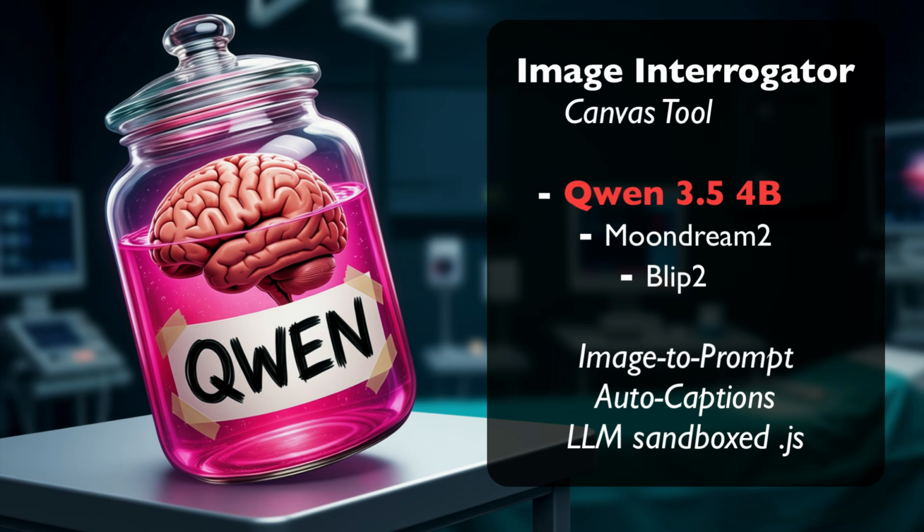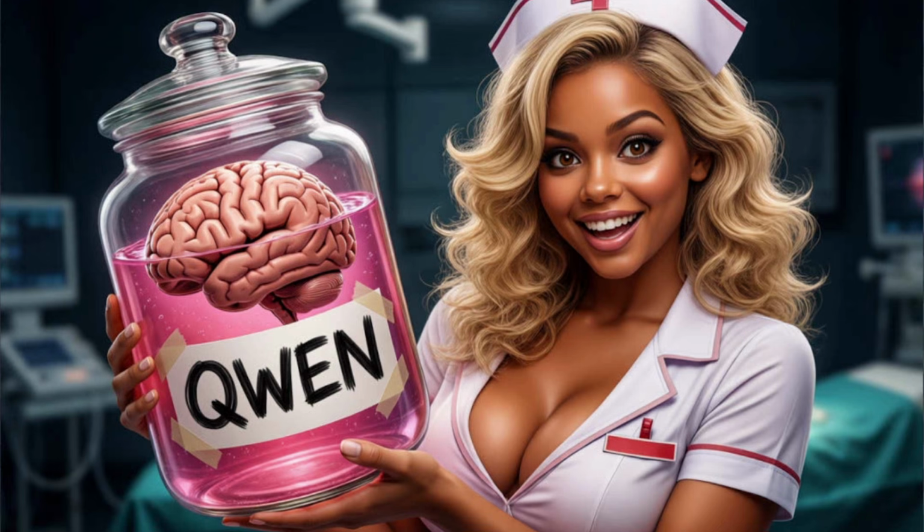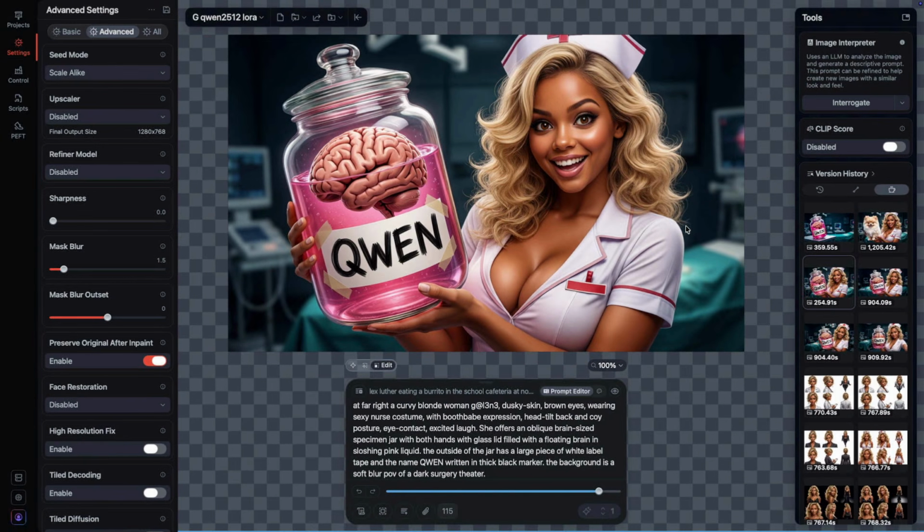The Interrogate model also powers the auto-captions in the LoRA trainer. And it's available as a large language model inside the scripting sandbox. This is a tutorial for Draw Things, the image and video generator for Mac, iPad, and iOS. It's free on the app stores and runs open source AI models locally on your device.